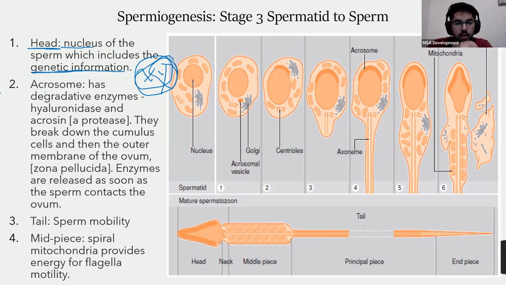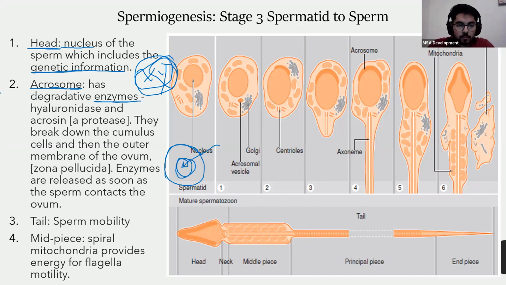The second part is the acrosome, and it's basically a vesicle that contains degrading enzymes. Why would you need degrading enzymes in sperm? Basically, you have oocytes, or eggs, and around these eggs we have a coating called the zona pellucida. This is a protein coating that sperms usually cannot go through, but with the help of these acrosomal enzymes, the sperm can break through the zona pellucida and reach the oocyte.